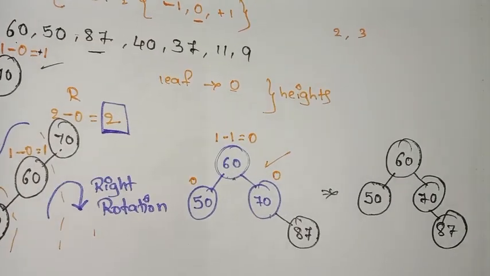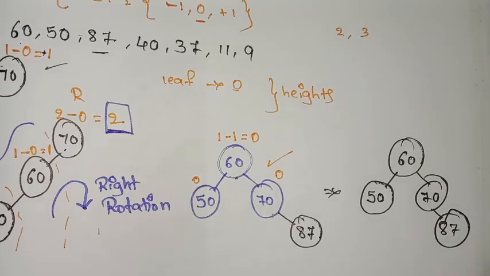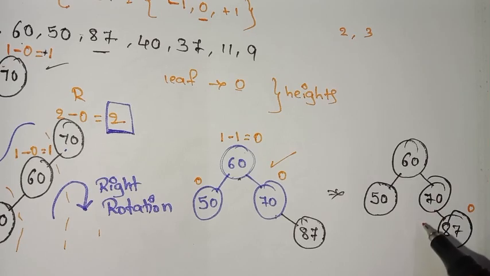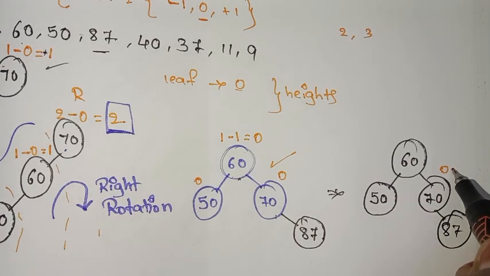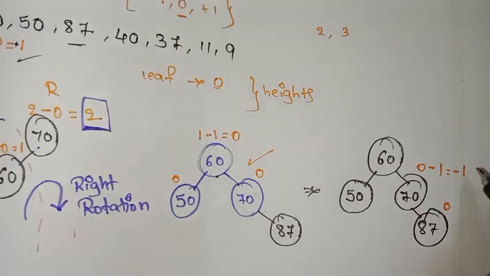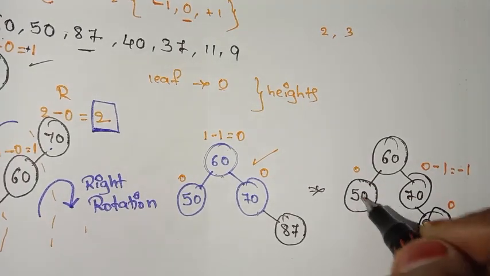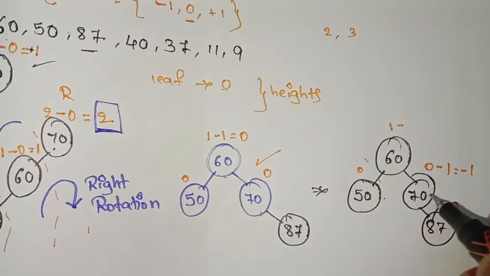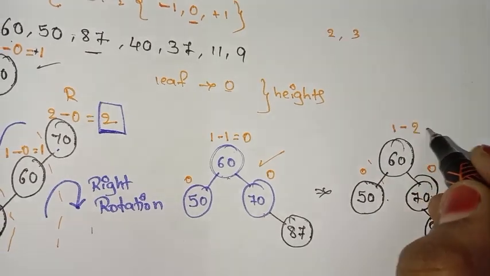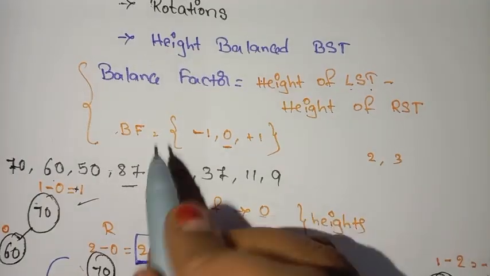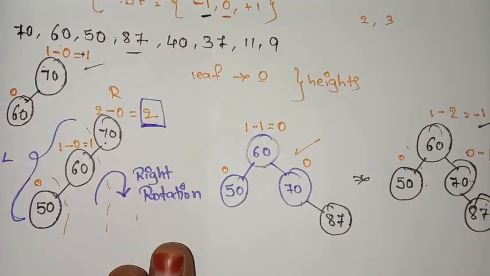Now again I will find the height for this. For 87 it is a leaf node, so the balancing factor is 0. See here for 70, it doesn't have any left subtree, 0, and the right subtree only 1 is there. That way it comes to minus 1, so minus 1 will be accepted. After that, 50 is a leaf node, so 0. For 60, the left subtree is 1 and the right subtree is 2, so it will be minus 1. Minus 1 will be accepted. So it is also correct.